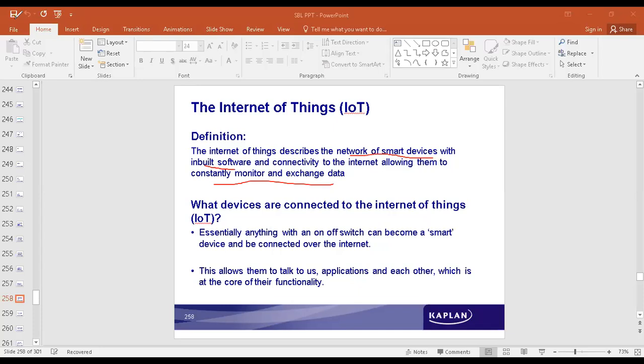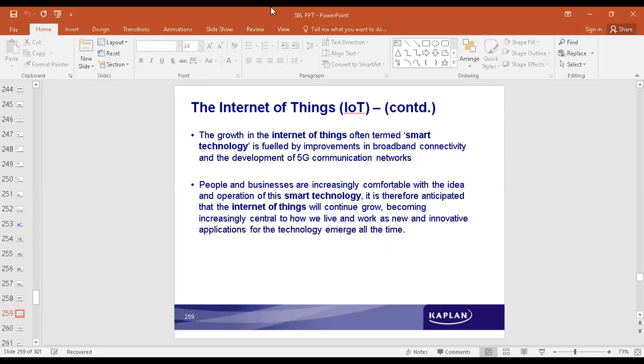Anything with an on-off switch can become a smart device and be connected over the internet. This allows them to talk to us, to applications, and to each other, which is at the core of their functionality. Some of the examples we can find here.